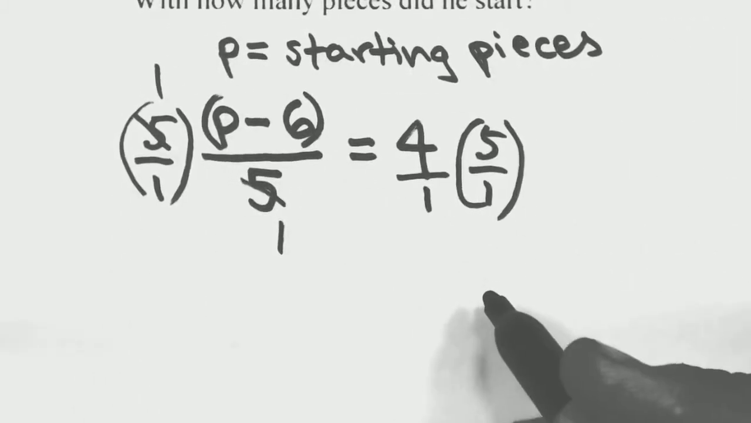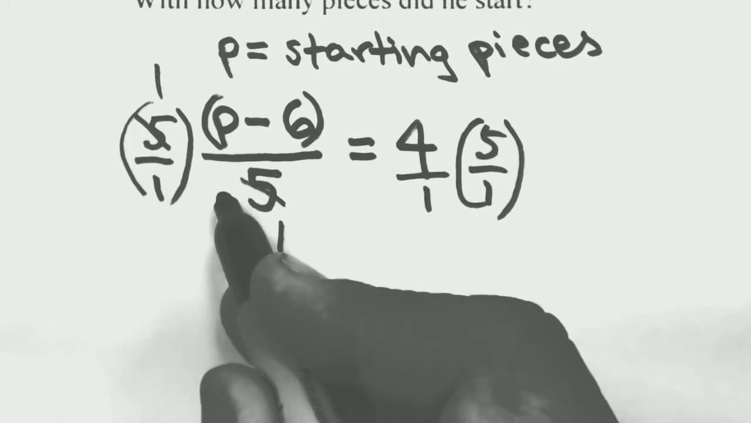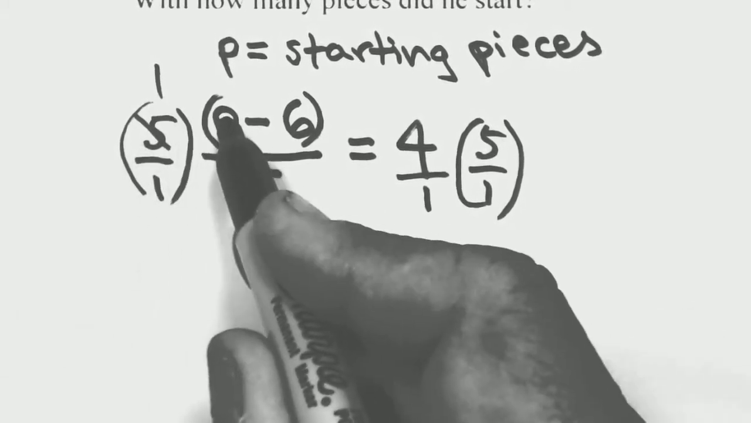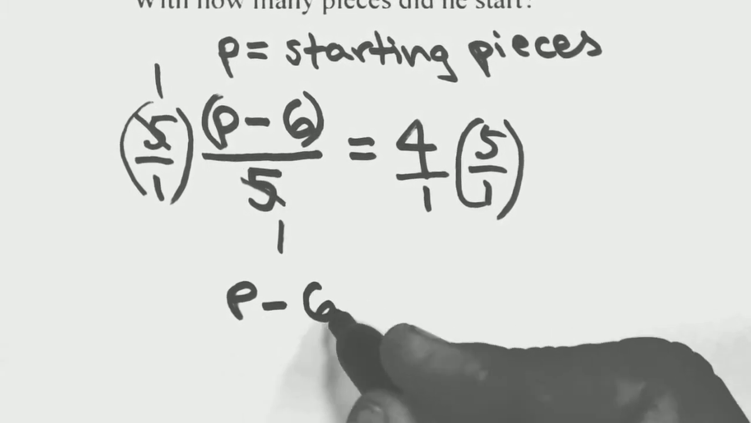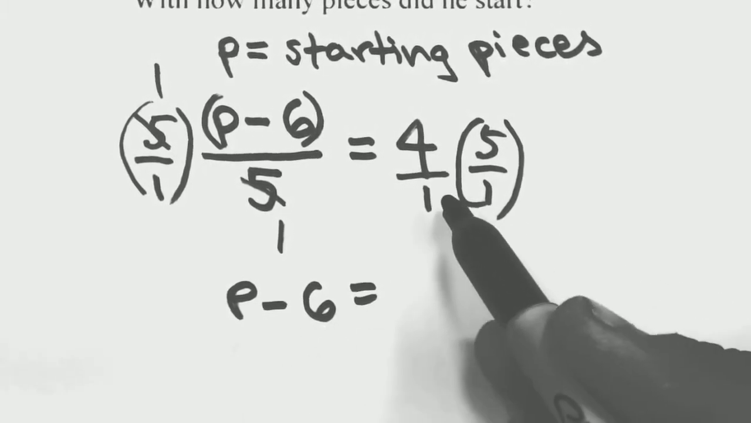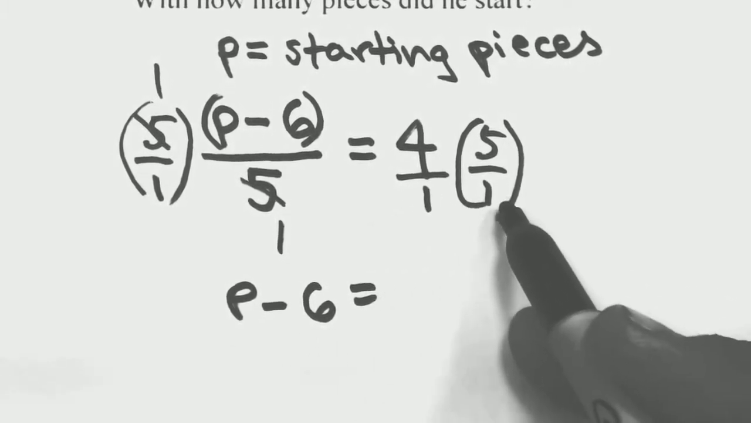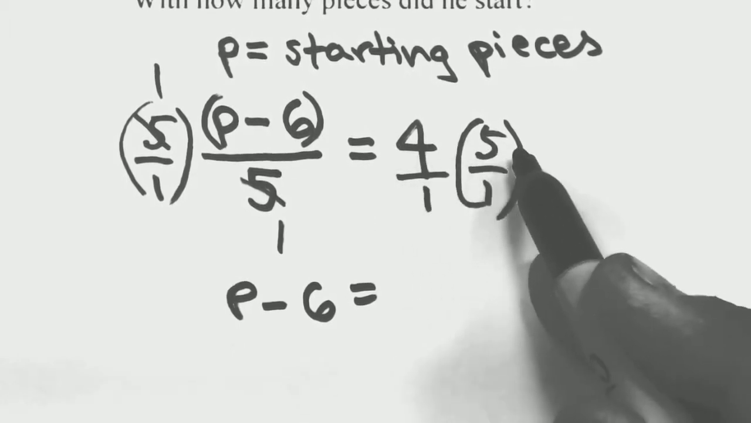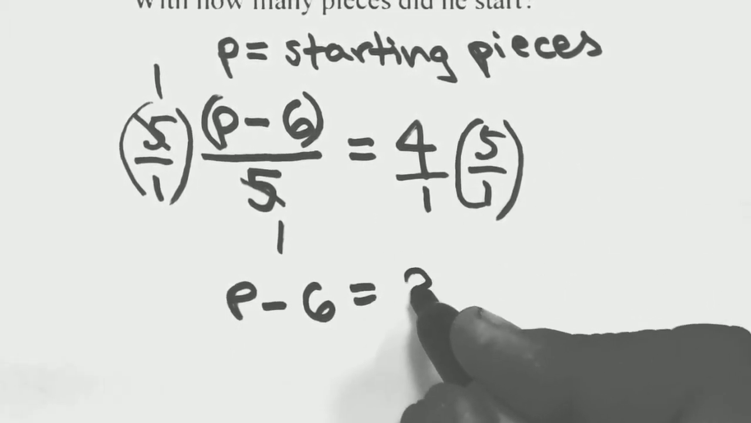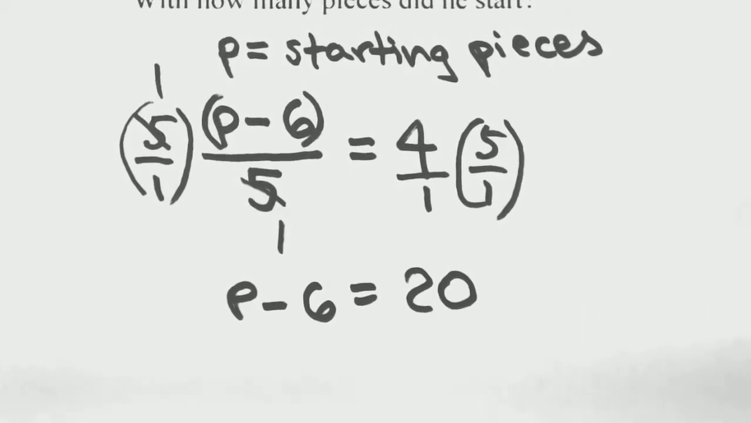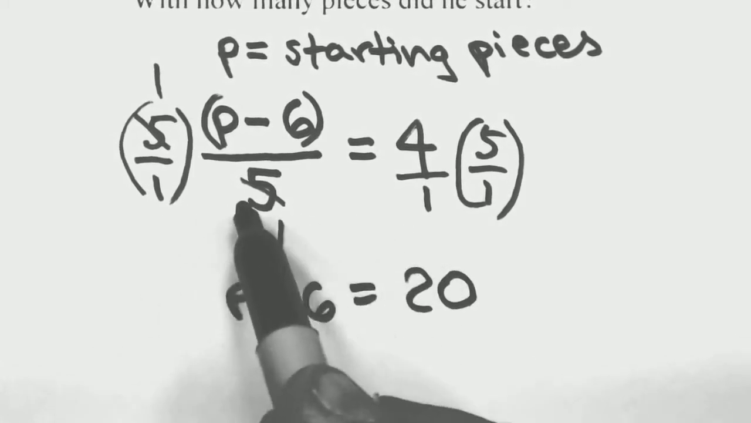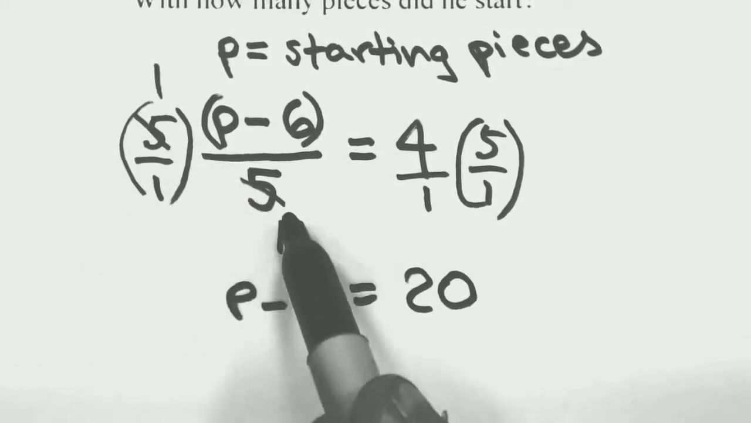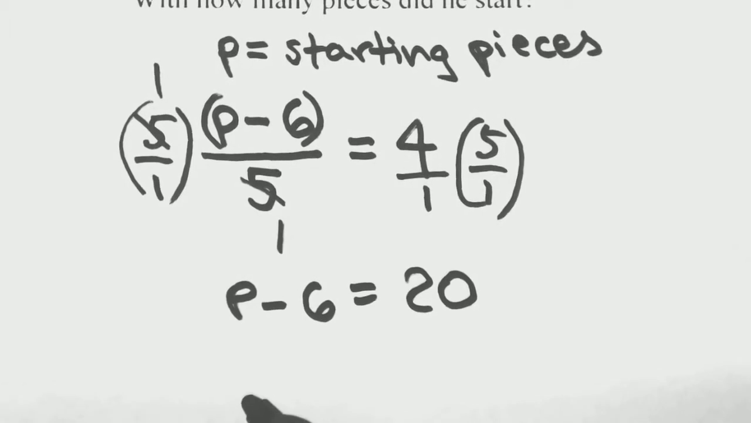And so what I end up with is 1's downstairs, so the upstairs is just 1 times P minus 6, which, of course, is P minus 6. Over on this side, the denominator is 1 times 1. It's just 1, so the answer is the upstairs. 4 times 5 is 20. Okay, well, we've cleaned this up, gotten rid of this divide by 5. There are, of course, different ways you could do this, but this is one of the more straightforward ways.